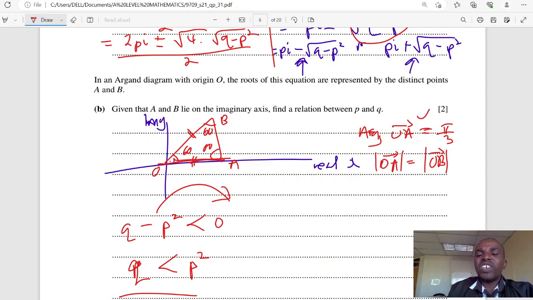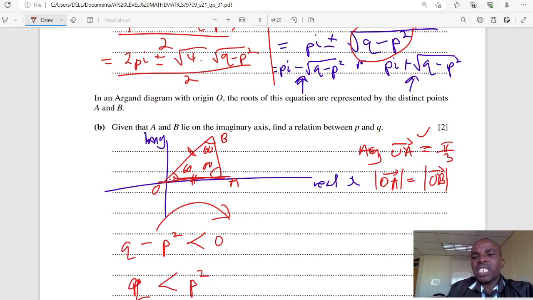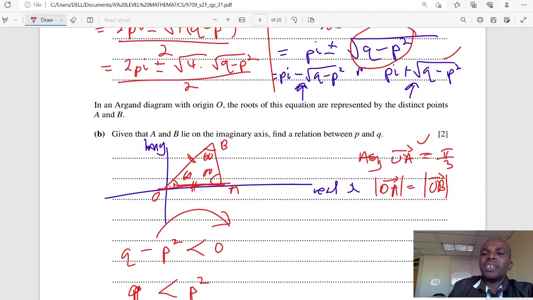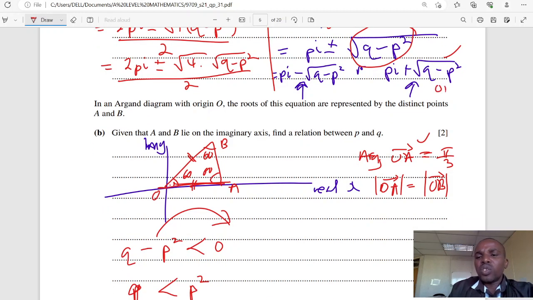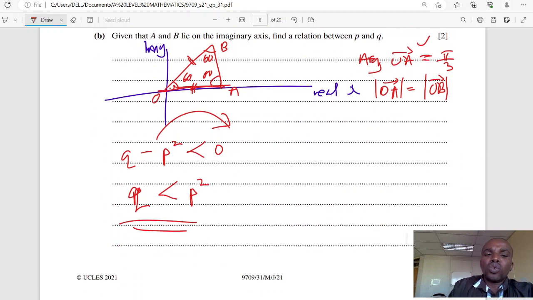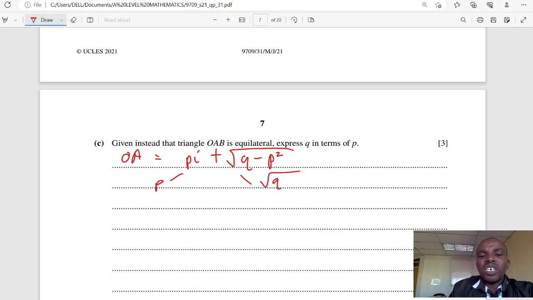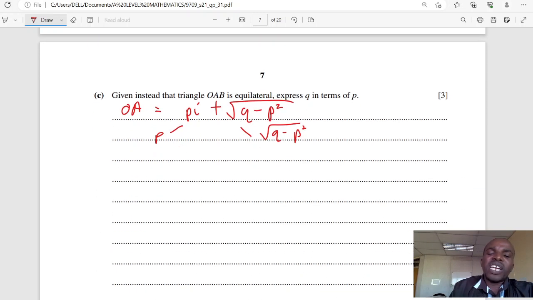I can choose to use the first one, that is the argument. So the argument of OA must give you this. Then I can check my OA: OA is equal to Pi plus root of Q minus P squared. From this, you can check: my imaginary part is P, and my real part is root of Q minus P squared.